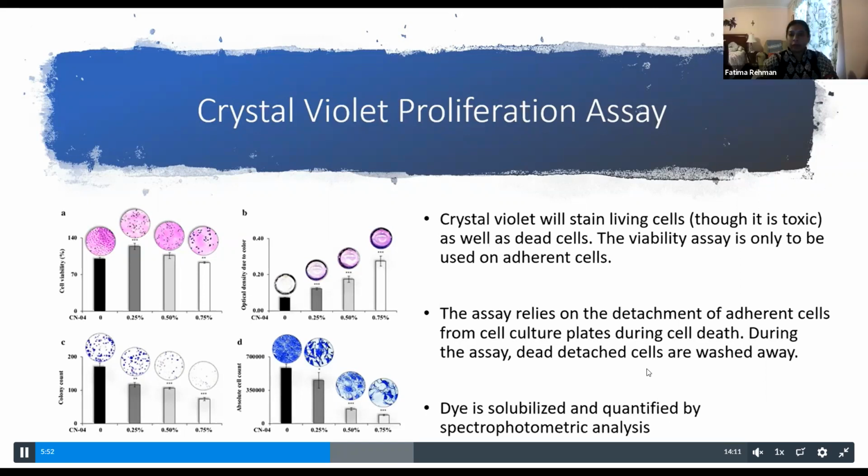This is actually a figure from one of the first papers with crystal violet, where they were kind of showing the applicability of that in culture and what different things you can do with it.